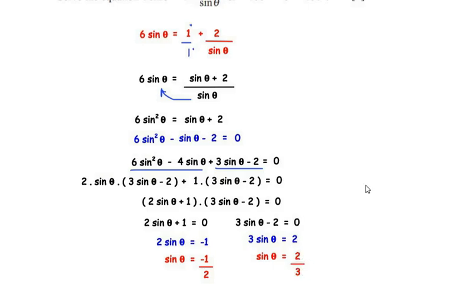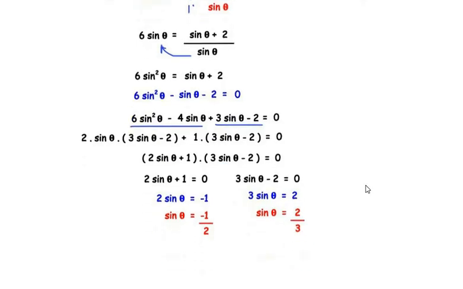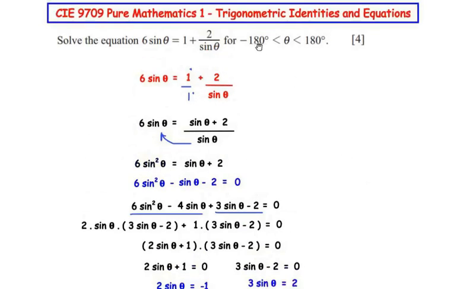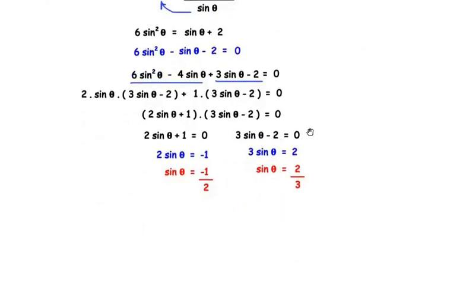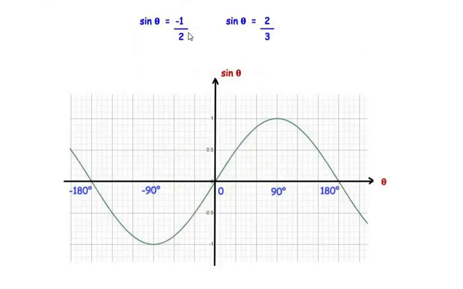Now once we have got this, we are supposed to find the angles which are lying between the range minus 180 to plus 180 degrees. And for this, I am going to use the graph of sine theta. Now these were the two values of sine theta which we had got. And this is how a sine graph looks between minus 180 degrees and plus 180 degrees. So on the y-axis we have sine theta, and on the x-axis we have theta.